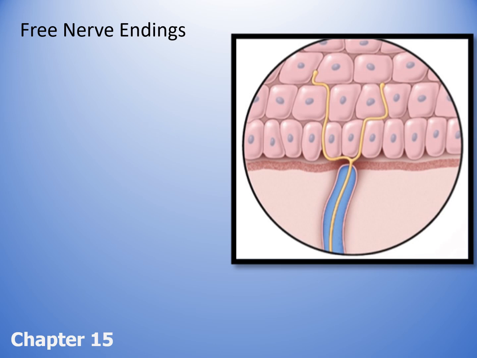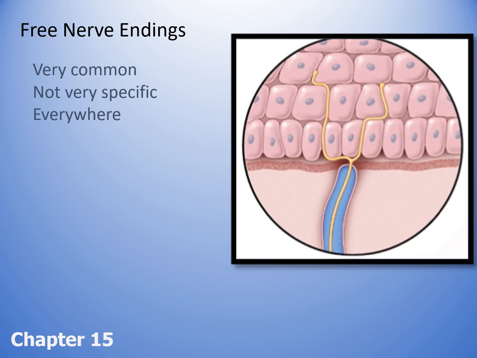The first type of sensory nervous tissue that we have to consider is called free nerve endings. And they are everywhere in your body. They're very, very common in so many tissues, and they're really not specific to the types of things that they detect. They have a few things that they can detect, like pain and temperature.